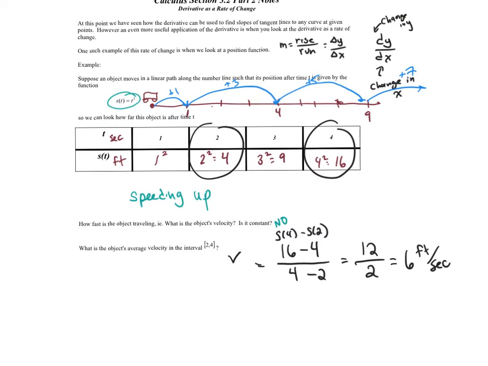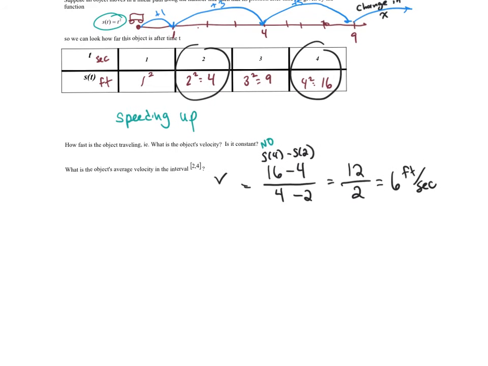Now, if you think about this, this doesn't give us a real good idea of what's happening at a certain time. Maybe we want to know how fast this thing is going at 3. So you might think 3 is kind of in the middle of these. Maybe we're going 6 feet per second at 3 seconds, and maybe we are. We could do another one. We could say maybe we do something slightly smaller.